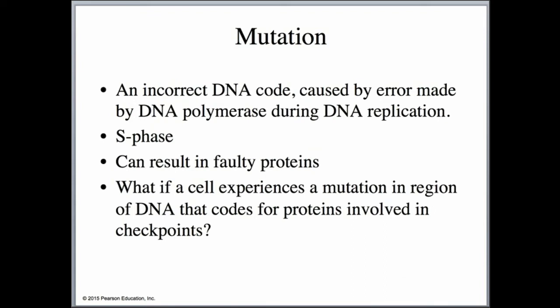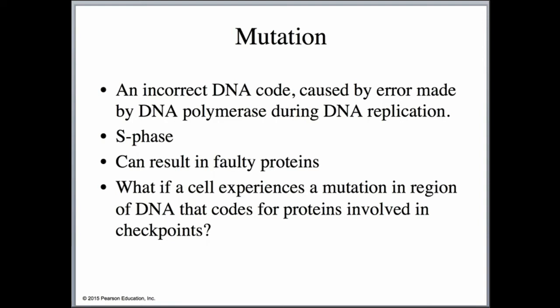So now let's talk about mutations. What happens when this goes wrong? A mutation is an incorrect DNA code. It's caused by an error made by DNA polymerase during DNA replication, right? DNA polymerase has some proofreading capacity, but it doesn't always catch its own mistakes, especially if the DNA is damaged, so it's hard to read. It's hard to figure out exactly what the new copy is supposed to say.